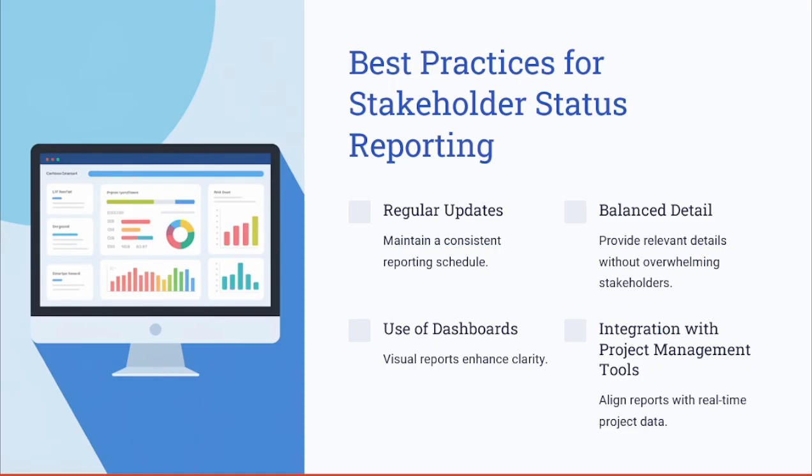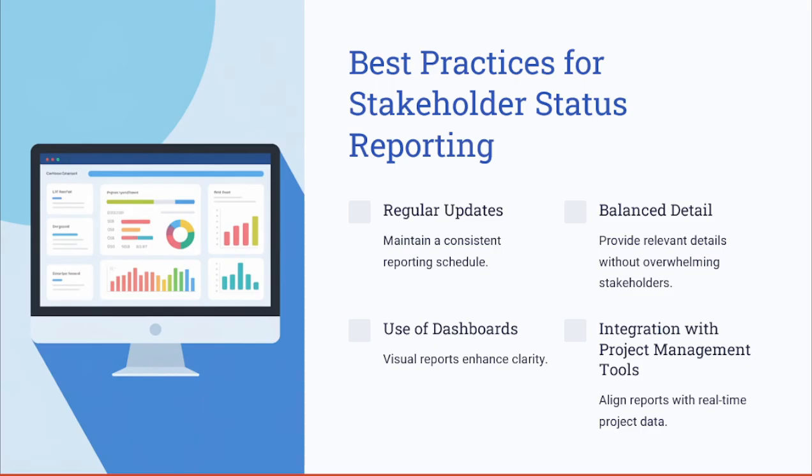So again, these best practices ensure that you have an effective status report of your project for your stakeholders, by having regular updates and maintaining a constant reporting schedule, which you identify during your communication and engagement plan, where you will be asked by the stakeholders to share daily updates, weekly updates, or monthly project status updates, depending on the project size and the organization that you're running the project in.